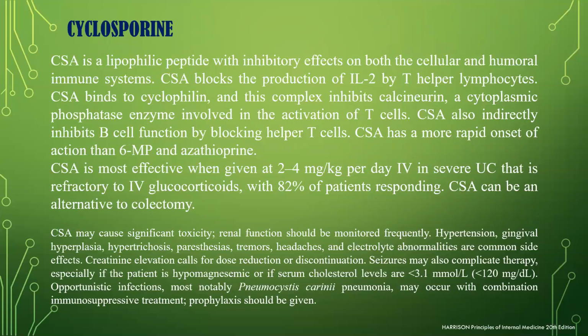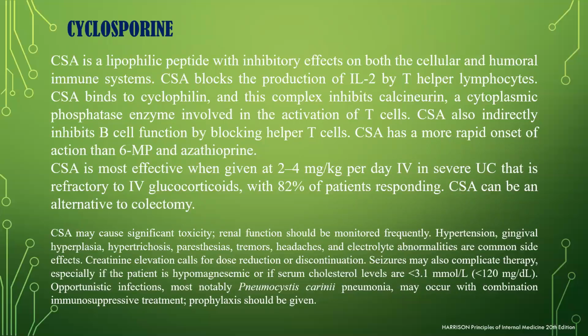Cyclosporine binds cyclophilin, and its complex inhibits calcineurin, a cytoplasmic phosphatase enzyme involved in the activation of T cells. This drug also indirectly inhibits T cell function by blocking helper T cells. It has a more rapid onset of action than mercaptopurine and azathioprine.